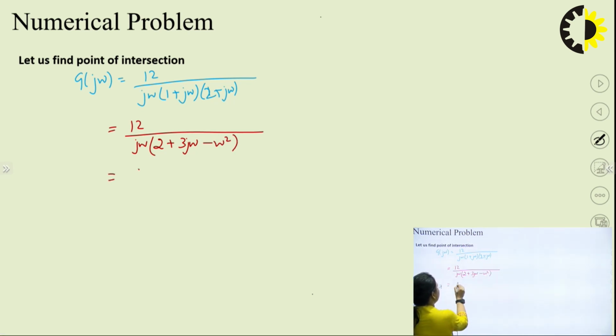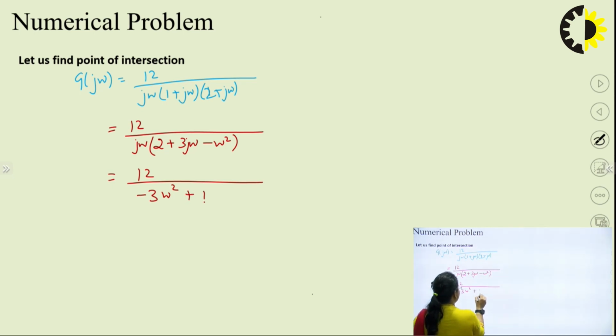And further let us simplify it, 12 upon, we take the common term, this will cancel out, and this will be the real part minus 3 omega square, and plus, let us say j is common, so it becomes 2 omega minus omega cube, this is the real and imaginary parts.